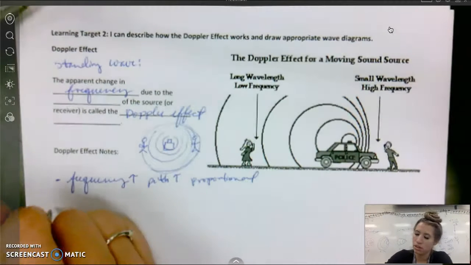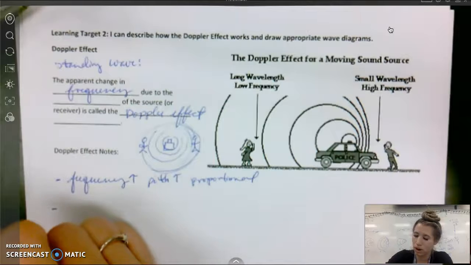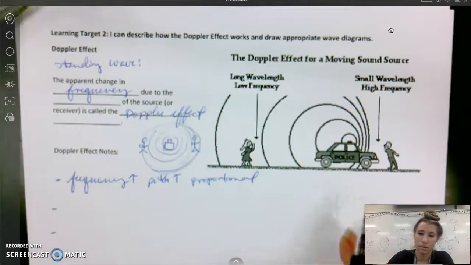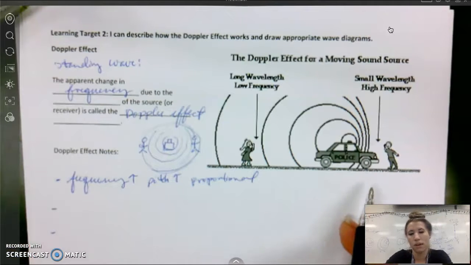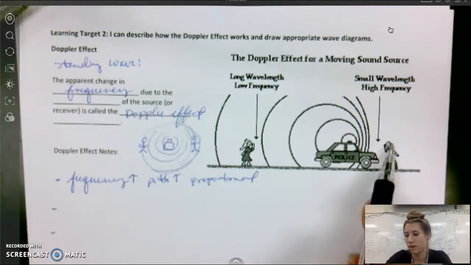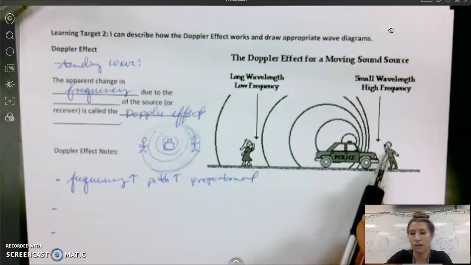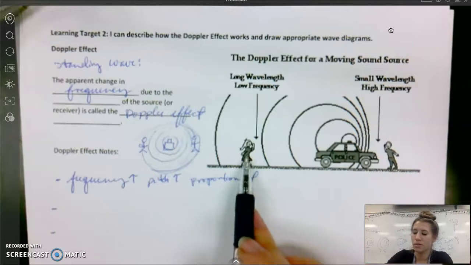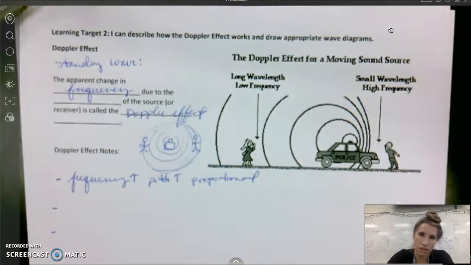Okay? So I want you to give a couple sentences describing what's happening with the Doppler effect. Explain how and why you hear a higher pitch as the car travels towards you, and why you hear a lower pitch as the source, in this case the car, is traveling away.